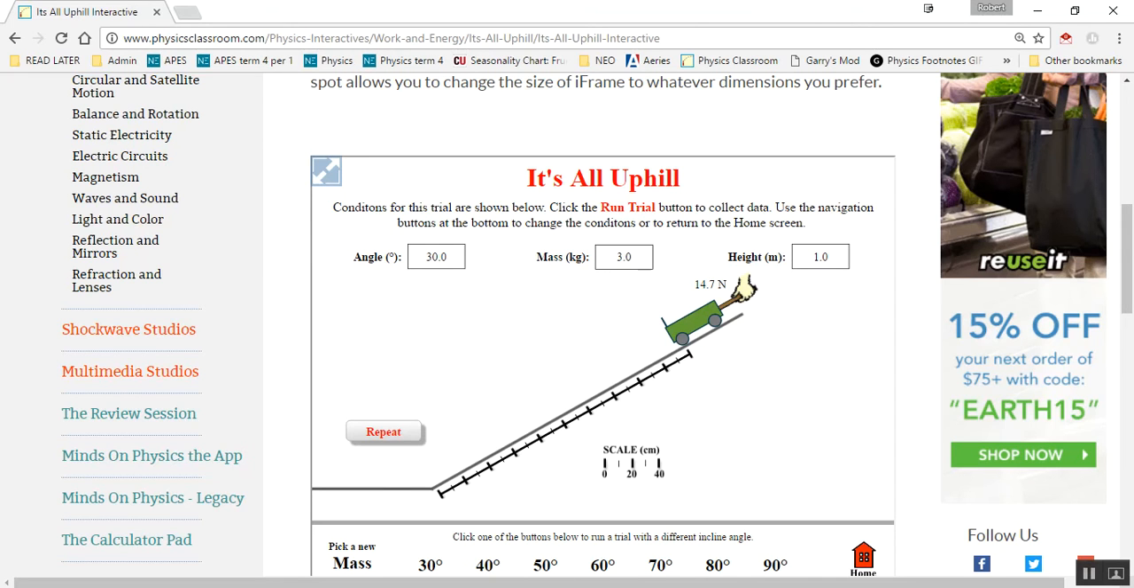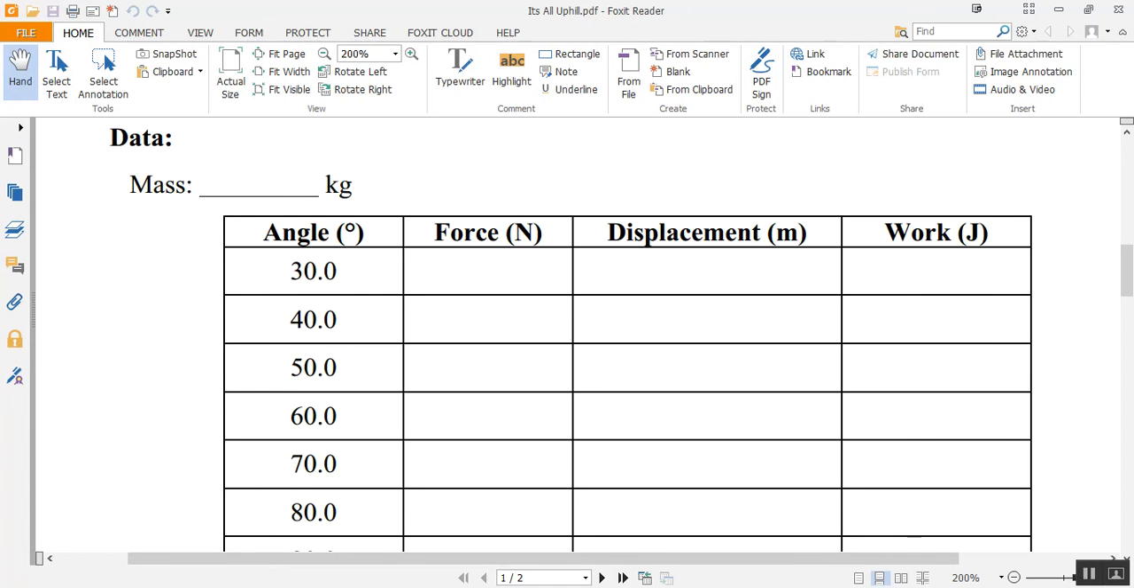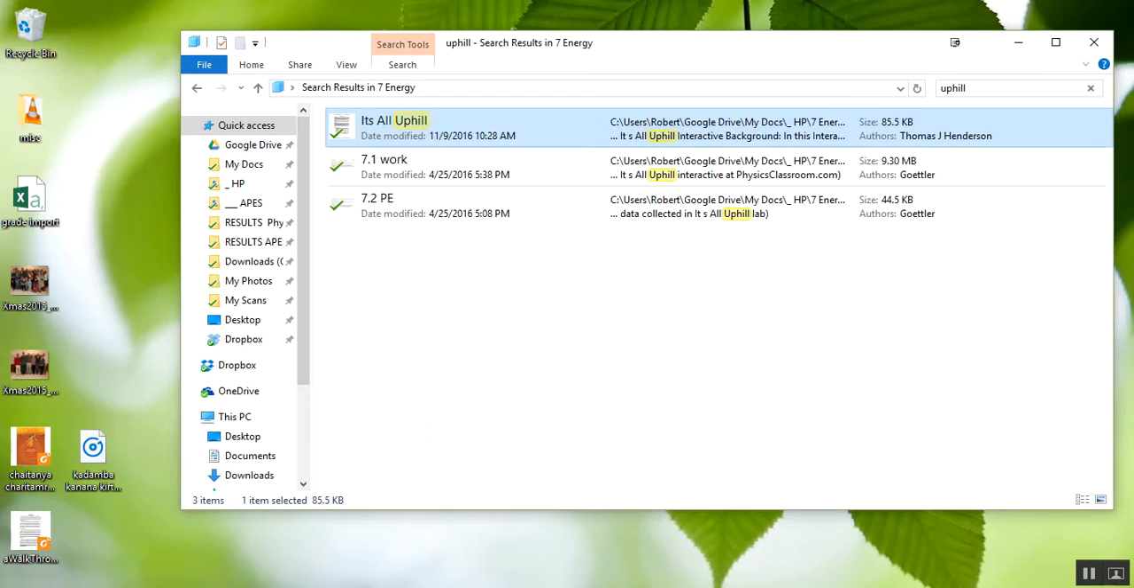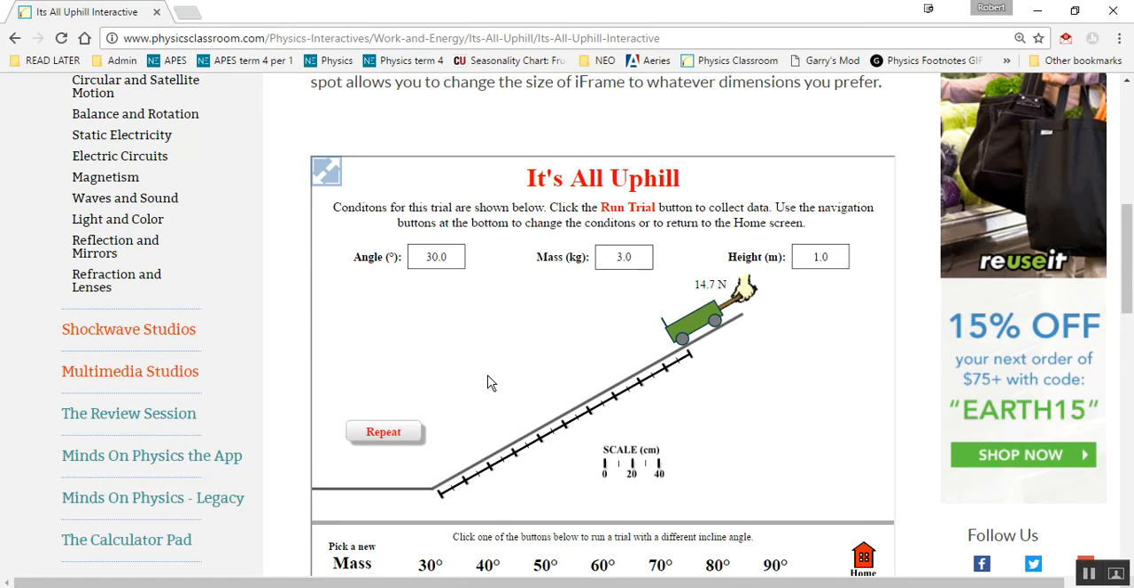And if we look at our handout here, it's saying what is the mass. So we can go ahead and say the mass is 3.0 kilograms. How much force does that take to lift it at an angle of 30 degrees? If we go back and take a look here, we can see that the force was 14.7 newtons.